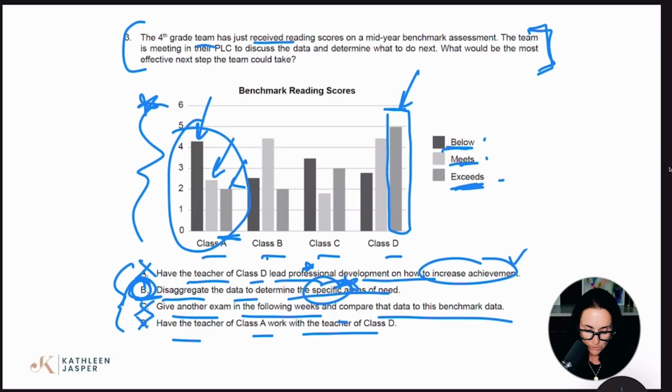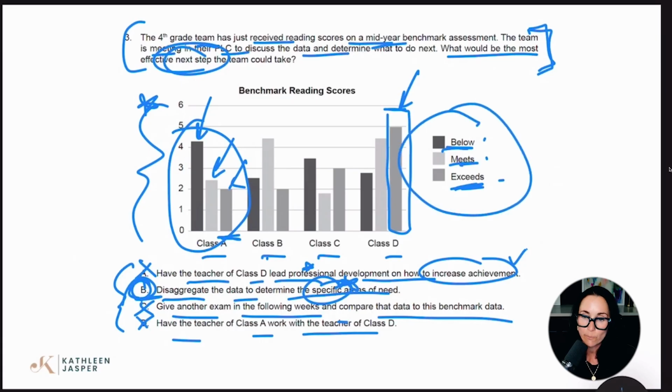The fourth grade team has just received reading scores on a mid-year benchmark assessment. The team is meeting in their PLC to discuss the data. What would be the most effective next step? Next step. We've got the data. It's pretty general. It's just below meets and exceeds. What do we do now? Well, we dig in. We disaggregate the data as a team, and we figure out how we can help our students most. B is the best answer. Think like a test maker, work backwards, zero in on those good words, and you're going to do great on this exam.